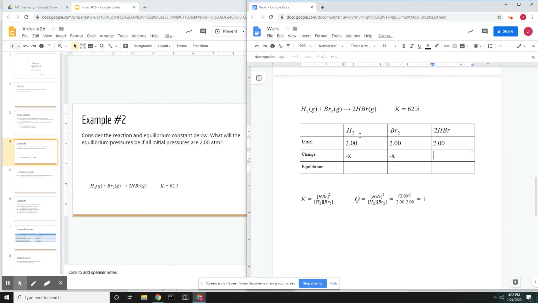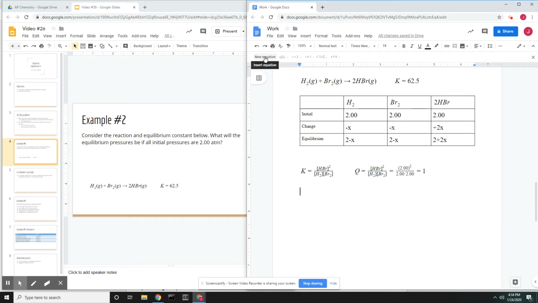And then I'm going to be producing some quantity of HBr. That's going to be plus 2X because of the 2 in front of it in the balanced chemical equation. I'm not really going to be worrying about sig figs for these problems. That's why I did 2 minus X, and then 2 plus 2X. Now comes the part that I don't want you to worry about so much because I'm going to show you a simplified version of it, but I'll show you a little bit of this here. We know that the equilibrium constant is equal to 62.5.